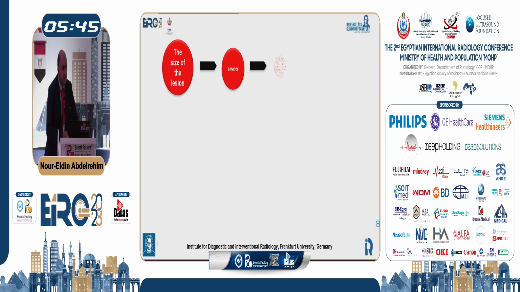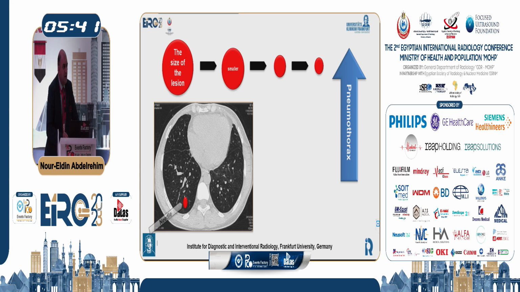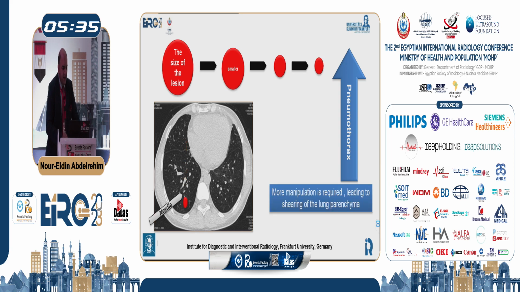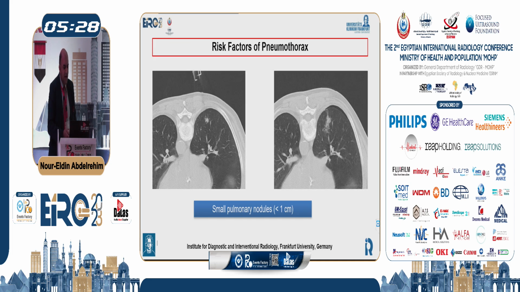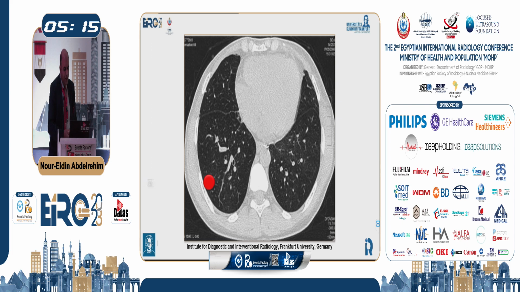The size of the lesion plays an important role, particularly because of the manipulations done in order to access the lesion, because small lesions associated with respiratory movement are difficult to access, and this will lead to more injury of the lung parenchyma, leading to more incidence of pneumothorax. As you can see in this tiny lesion, less than 1 centimeter, around 5 millimeters, such lesions are better to avoid puncturing and to follow up diagnostically in order to avoid complications.